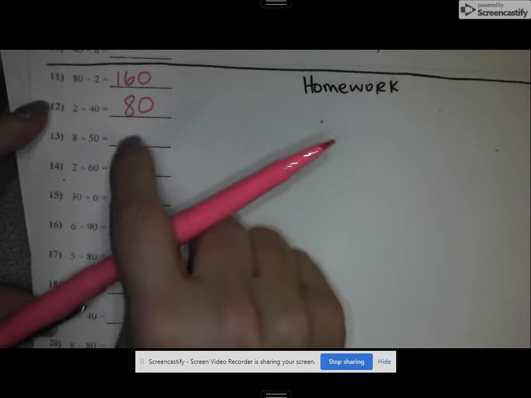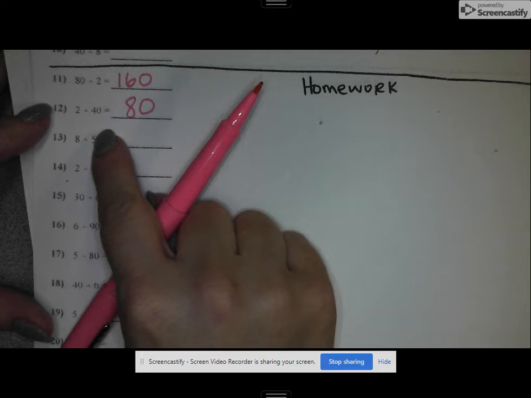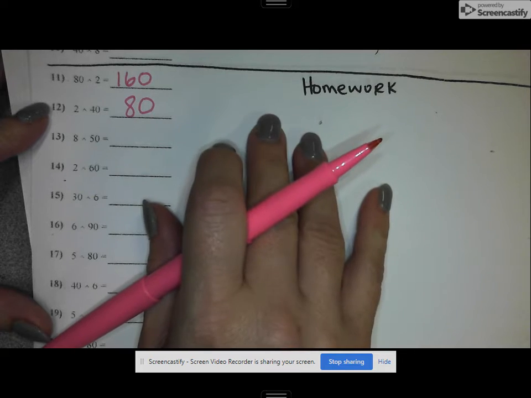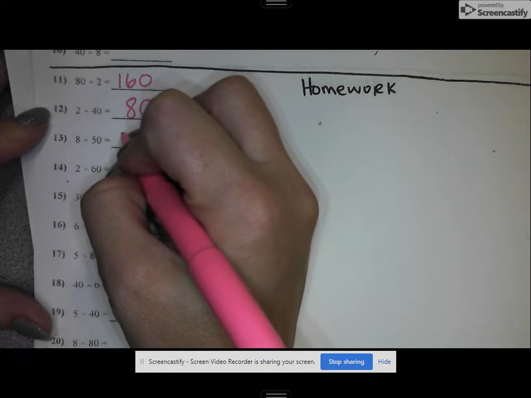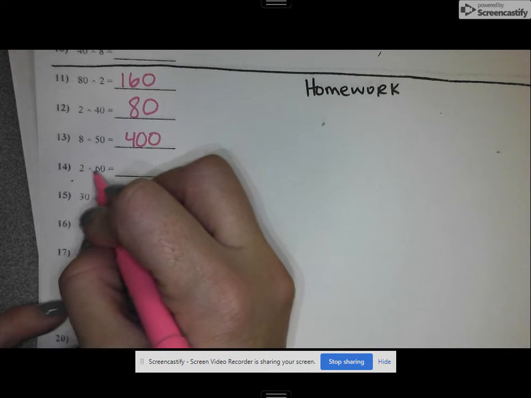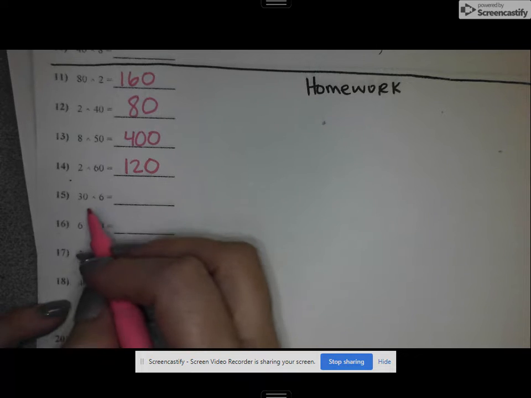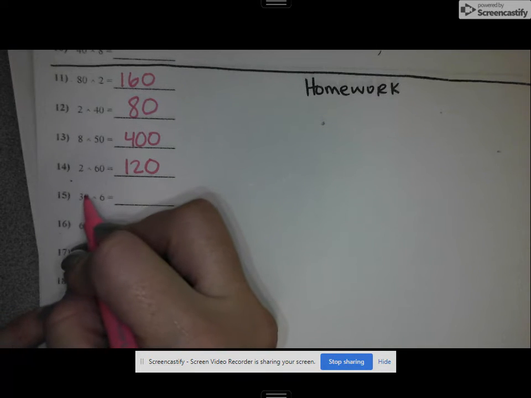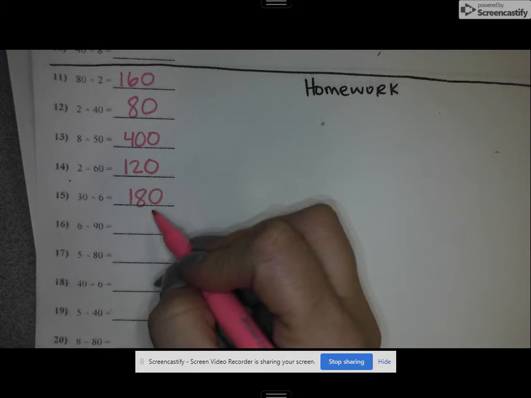8 times 50, so cover up the 0, and we see 8 times 5. Again, that's facts that they should quickly be able to solve. This one, they could easily count by 5s on their fingers 8 times if they need to. 5, 10, 15, 20, 25, 30, 35, 40. And then they go back and add the 0 to get to 400. So 2 times 60 would be like 2 times 6. That'd be 12. Go back and add a 0 to get to 120. 30 times 6, they're going to think about 3 times 6 is 18. Go back and add the 0. So they'll continue doing that for all of these.